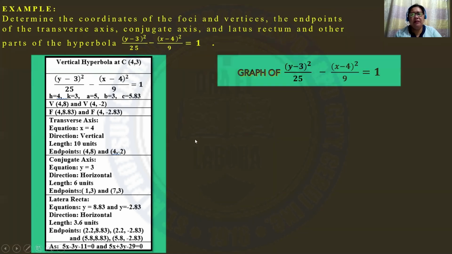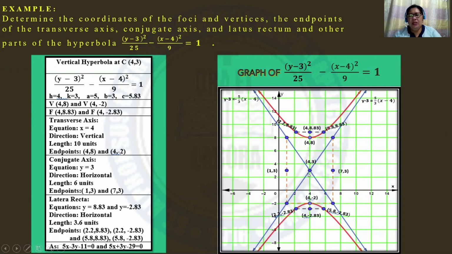So let us have the graph. This is now the location of the center. The center is (4, 3). This is the vertex (4, 8), (4, -2). This is the latus rectum. And the length is 3.6.